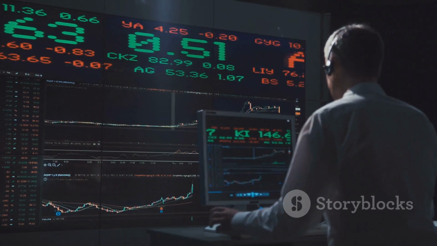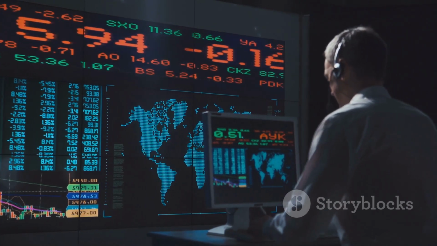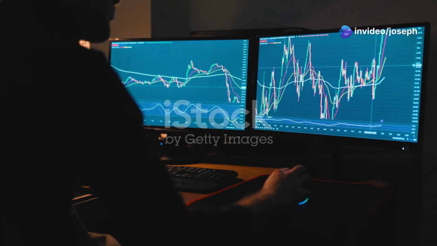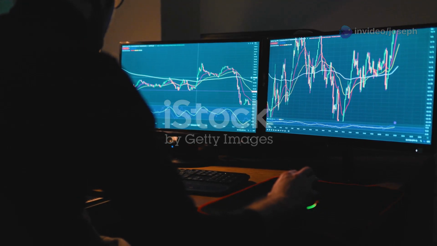Remember, a well-placed stop-loss order acts like your emergency brake, automatically limiting your losses if the trade goes against you. Now let's talk about timing the markets, because when you trade can be just as important as what you trade.